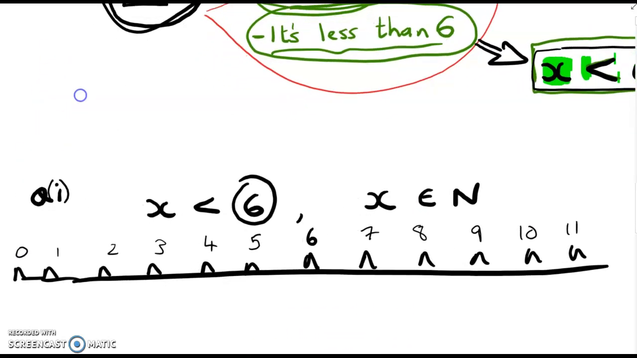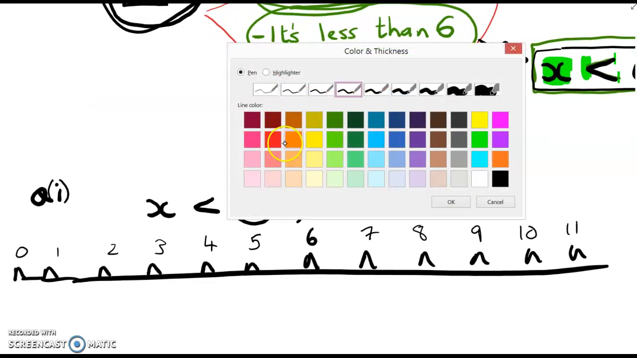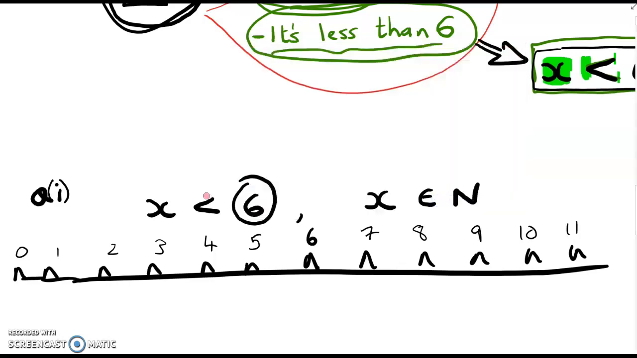Right. So is x equal to 6? Let's see. Well, it's less than 6, isn't it? So it could be 5, couldn't it? It could be 4. It could be 3. It could be 2. It could even be 1. Could it be 0? No.